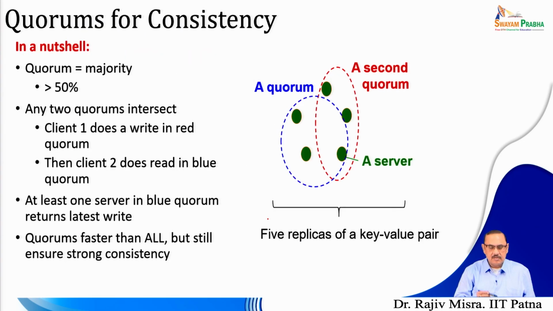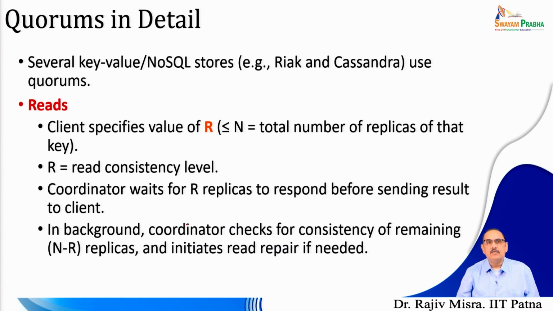So, quorums for consistency, in a nutshell: a quorum means a majority, that is more than 50%. Any two quorums intersect. Client 1 does a write in the red quorum and client 2 does a read in the blue quorum. You can see that at least one server in the blue quorum returns the latest write. Quorums are faster than all, but still ensure strong consistency. So, quorums are used in this particular design to ensure a fast way of doing consistency.